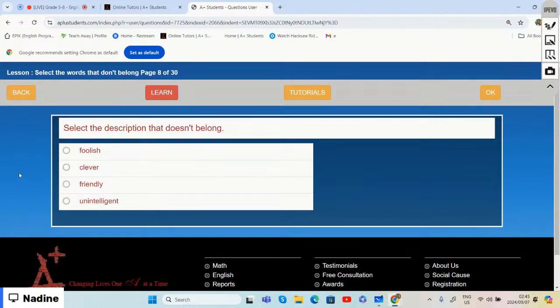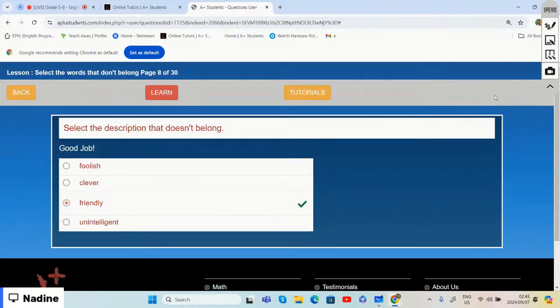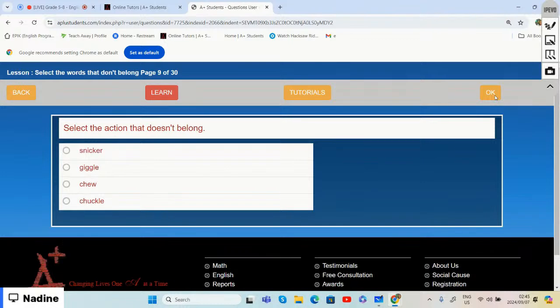And if we were to select the correct answer, let's go with friendly. Foolish, clever, intelligent is to do with your intellect, right? Either you're clever or you're not clever. All right, let's do the last one and then we're done.